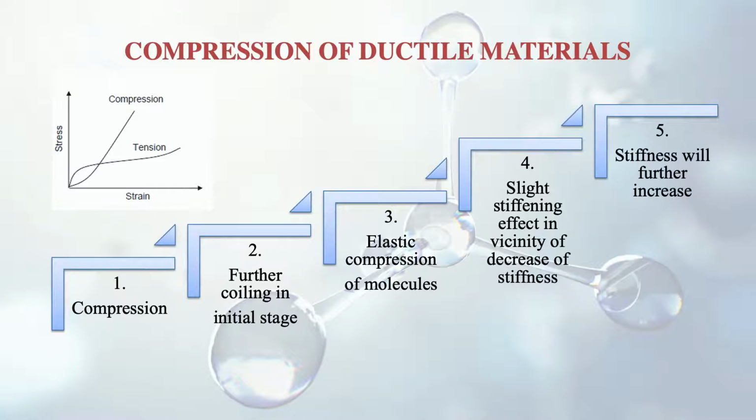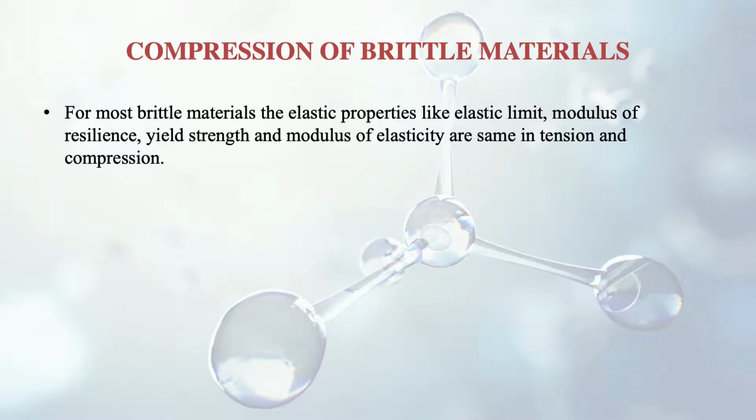So after talking about the compression of the ductile materials, let's talk about the compression of the brittle materials. For most brittle materials, the elastic properties like the elastic limit, modulus of resilience, yield strength and modulus of elasticity are the same in tension and compression. So for brittle materials, whether we do the tensile test or the compression test, all these properties are the same.